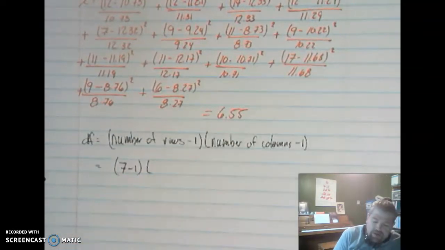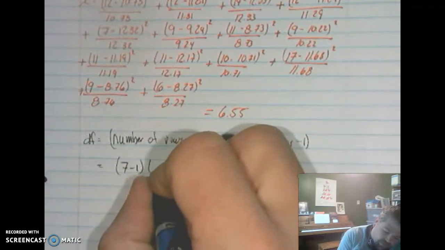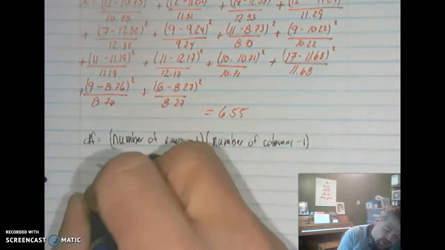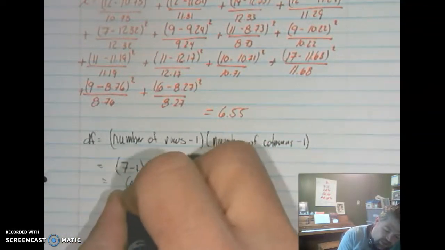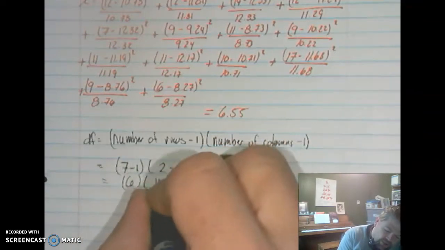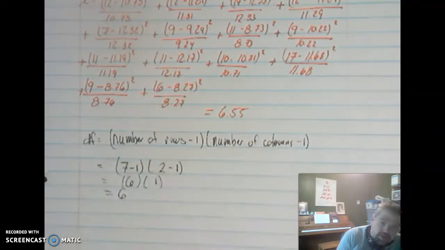And then number of columns, we have 2. So then 7 minus 1 is 6. 2 minus 1 is 1. So our degrees of freedom is 6. Probably one of the easiest math questions we'll be doing all day.